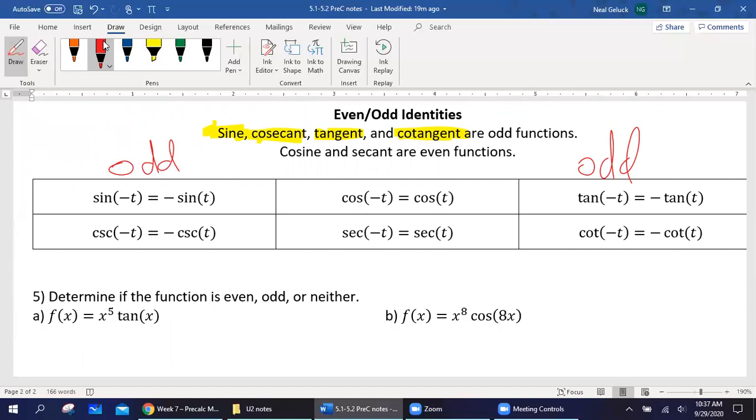Whereas cosine and secant, if you put in a negative for the variable, it doesn't change anything. You're right back to where you started. Cosine and secant are even functions. When we look at the graphs of sine and cosine in the next unit, we'll see this as well. We'll see graphically that, yeah, sine is an odd function, cosine is an even function.